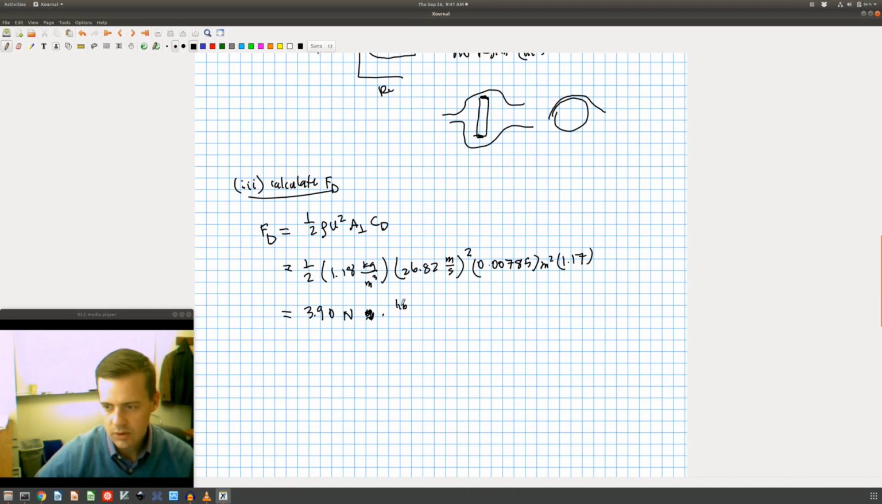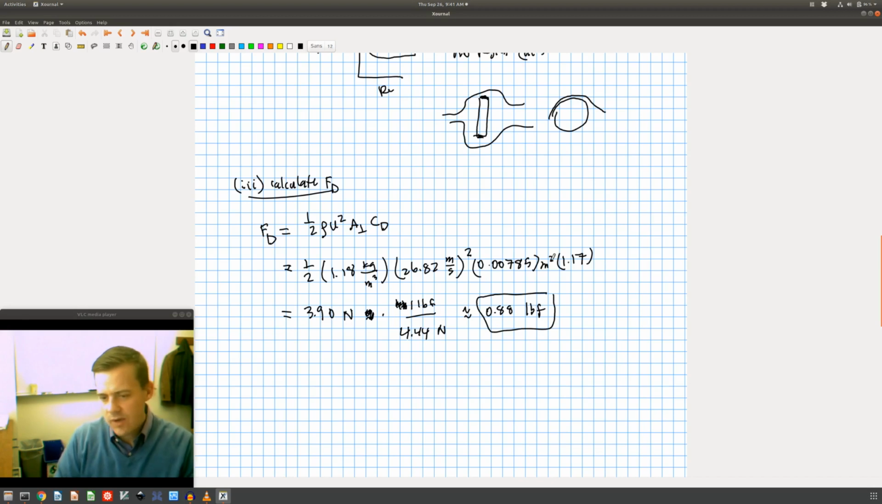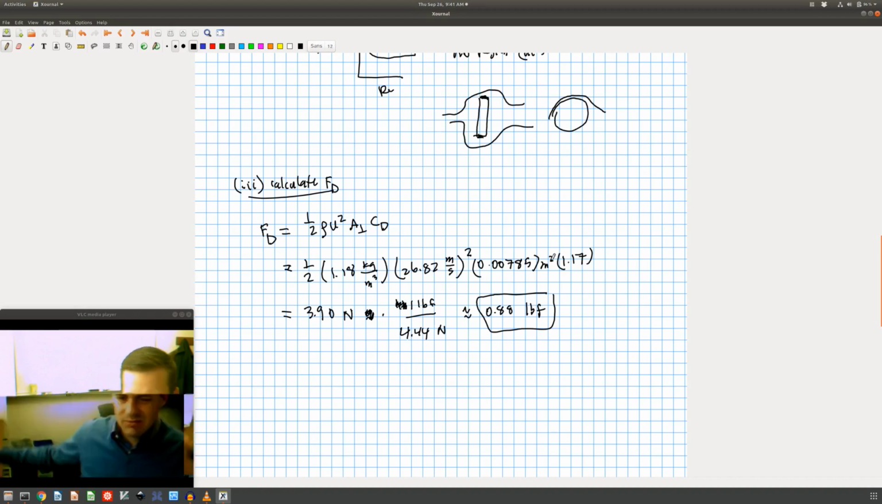which if you go through and do the unit conversion of 1 pound force divided by 4.44 newtons, that gives you about 0.88 pounds. Okay, so a little less than a pound. That seems a little low to me. If I'm going 60 miles an hour and I put my arm out the window, it feels like more than a pound, but not too much more.